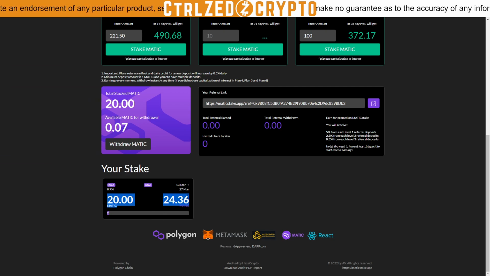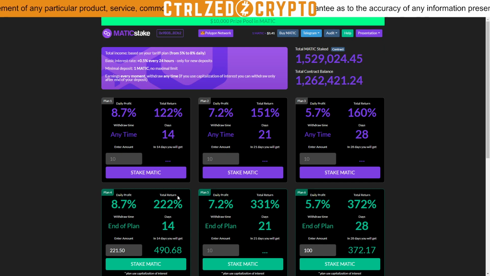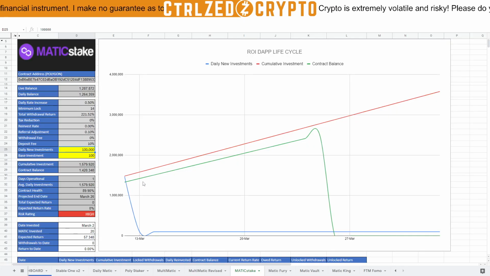So basically I put 20 in with the assumption that the contract is going to be good for 14 days on the basis of this model. If we know that no one's going to get their money out for 14 days, I know that over the course of these 14 days, I'm going to be able to collect my daily rewards, my daily returns, up to the point where it just drops off suddenly.